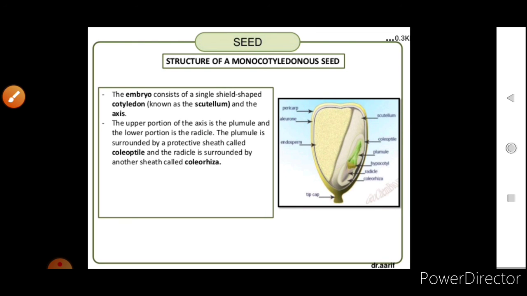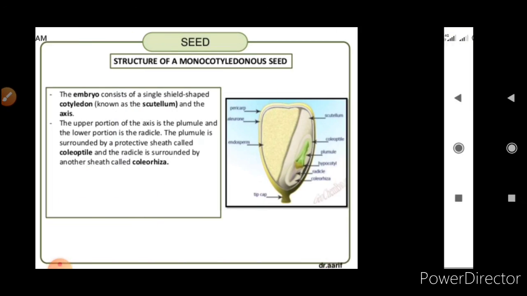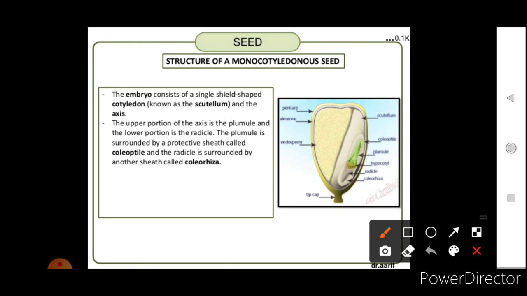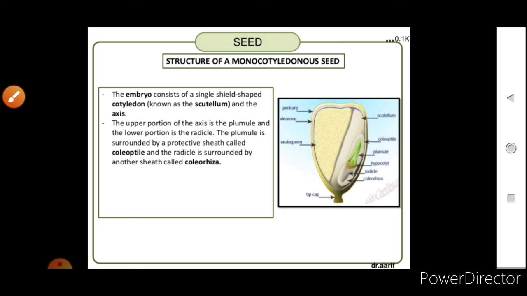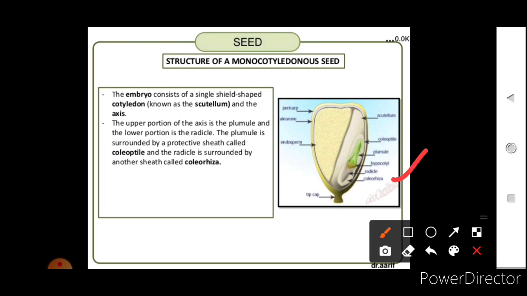The upper portion of the axis is called the plumule. You can see here, this is the plumule, and the lower portion is the radicle, from which the root will arise, and from the plumule the shoot will arise. The plumule is surrounded by a protective sheath which is called coleoptile, and the radicle is surrounded by another sheath which is called coleorhiza. So this was all about the inflorescence and seed.